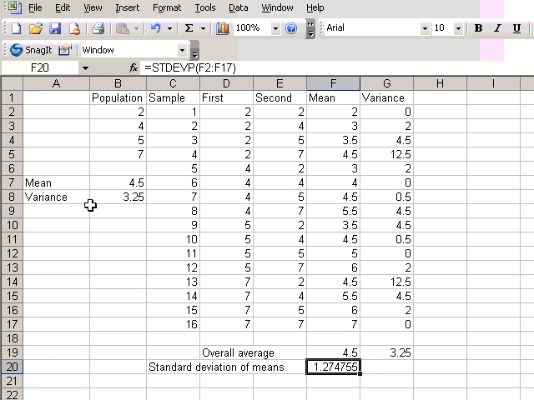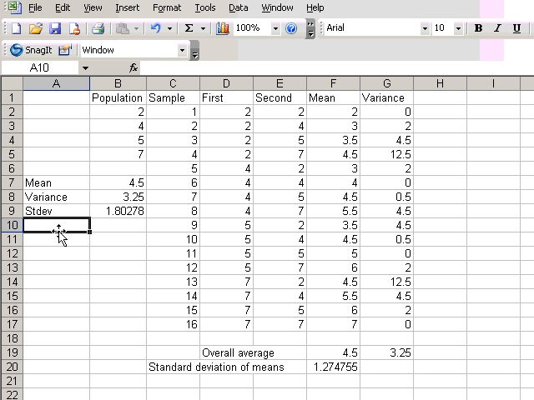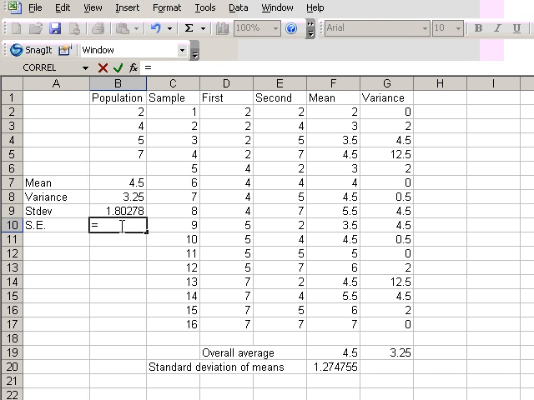1.274755. Now, if we find the standard deviation of the population, it is equal simply to the square root of the variance, which is 1.8. And now, if we get the standard error, it will be equal to the standard deviation divided by the square root of the sample size, and in this case we have samples of size 2.